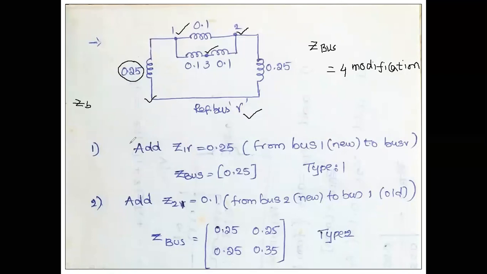So that's step number 1: add Z1R. What is Z1R? The branch impedance that is connected between the first bus and the reference bus. Its value is equal to 0.25. So basically we are adding this 0.25 from bus number 1 to the reference bus R. This is called type 1 modification. According to this, the first Z bus new is equal to 0.25. That means the size of the matrix is 1 by 1. In type 1 modification, the dimension of the old Z bus is increased by 1 unit, and that 1 unit is here 1 by 1.